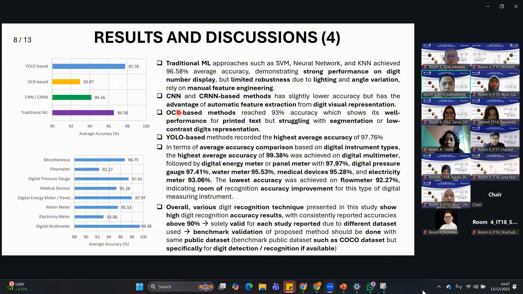Overall, the various digit recognition techniques presented in the studies show high digit recognition accuracy, with results consistently reported above 90%. But the reported accuracy is only valid for each study because they use different datasets. Benchmark datasets should be used for fair comparisons, such as MNIST, or the COCO dataset for object detection.